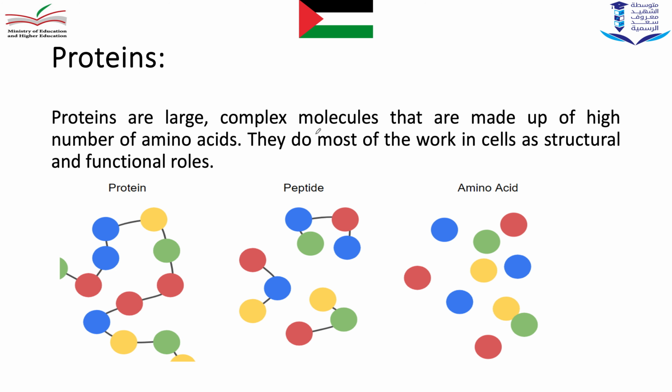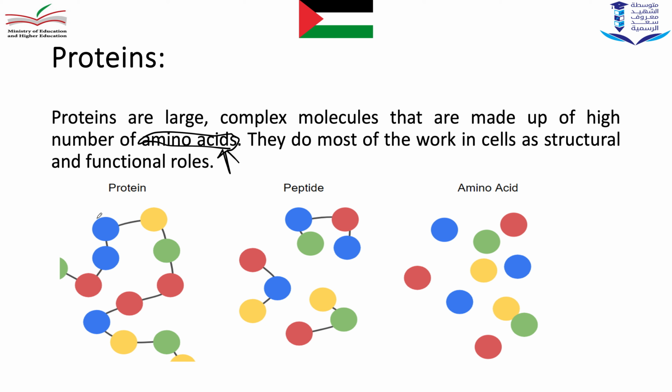After studying carbohydrates, now let's study proteins. Proteins are large complex molecules that are made up of a high number of amino acids. So here the proteins are made up of what? Of amino acids, not like the carbohydrates that are made up of rings of sugar. They do most of the work inside the cell, with structural and functional roles.